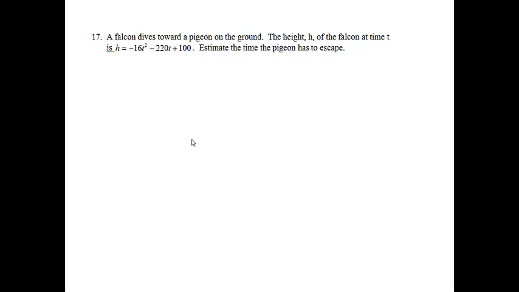All right, problem 17. A falcon dives toward a pigeon on the ground. The height h of the falcon at time t is h equals negative 16t squared minus 220t plus 100. Estimate the time the pigeon has to escape. So we want to know how long that pigeon has to get out of the way. So time is t again. A falcon dives towards a pigeon on the ground, so we want to know when the height is going to be 0. So I have 0 equals negative 16t squared minus 220t plus 100.